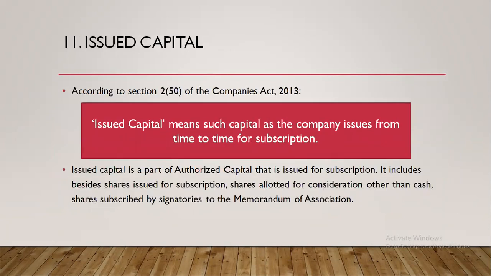Next is issued capital. According to Companies Act 2013, Section 2(50), issued capital means such capital as the company issues from time to time for subscription. Issued capital is a part of authorized capital that is issued for subscription. It includes, besides shares issued for subscription, shares allotted for consideration other than cash, and shares subscribed by the signatories to the memorandum of association. So in simple words, issued capital can be equal to authorized capital or less than this.